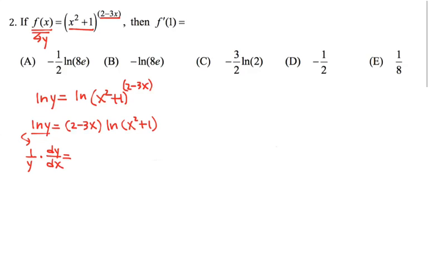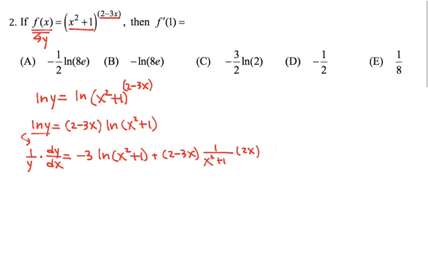And on the right side, we can use the product rule here. Then we end up taking the derivative of the first one, which is negative 3, times ln of x squared plus 1, and then plus, writing down the first one as it is, taking the derivative of the second portion, which is 1 over x squared plus 1, and then by the chain rule, we just have to multiply by 2x.